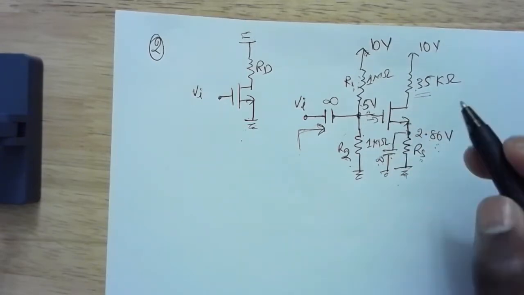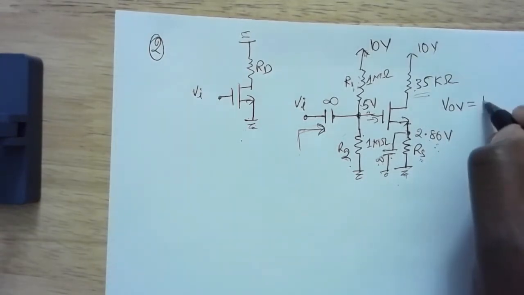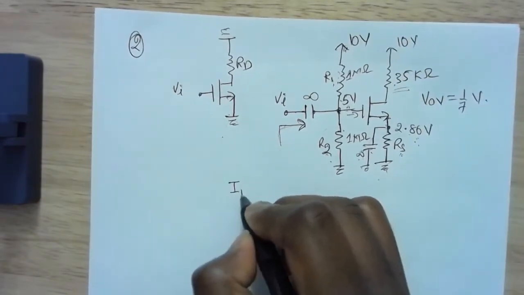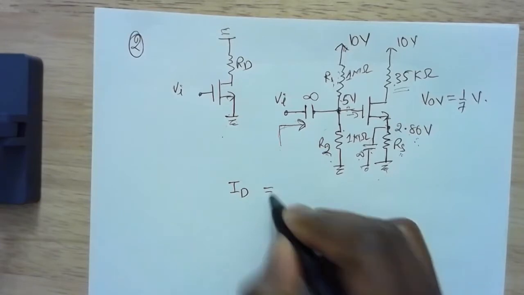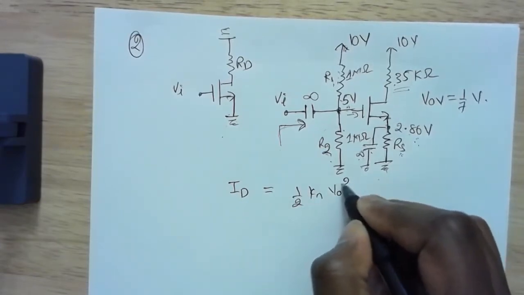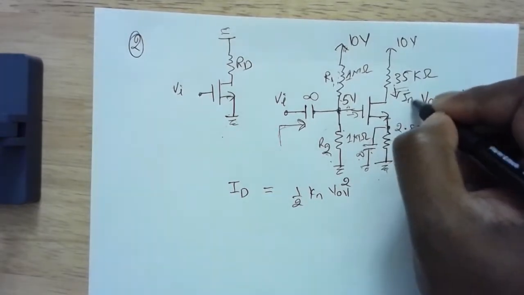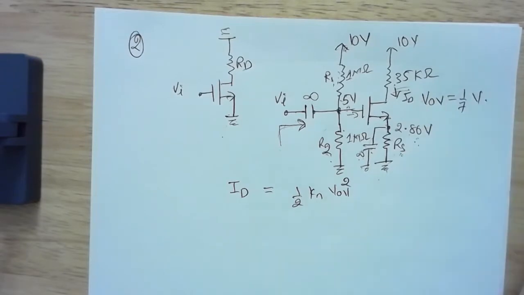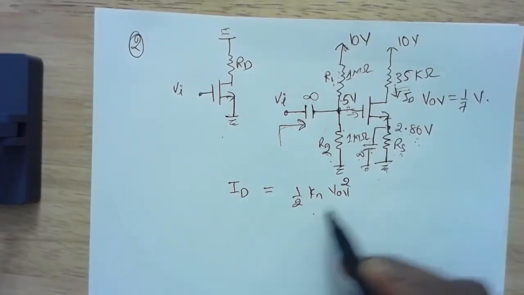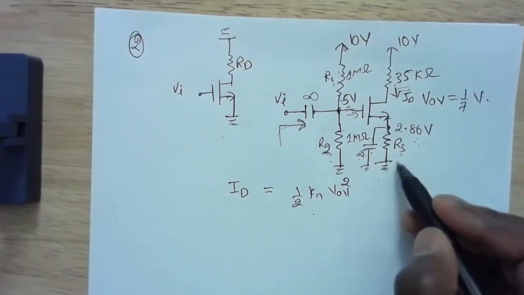Now, we also calculated our VOV to be 1.7 volts. If we use our saturation equation, my ID is equal to half Kn VOV squared. So that will be the current here, ID, the DC current, and the same current will also go through RS. So if we can find ID, then we know the current going through RS and we know the voltage drop across it. So we can find RS.